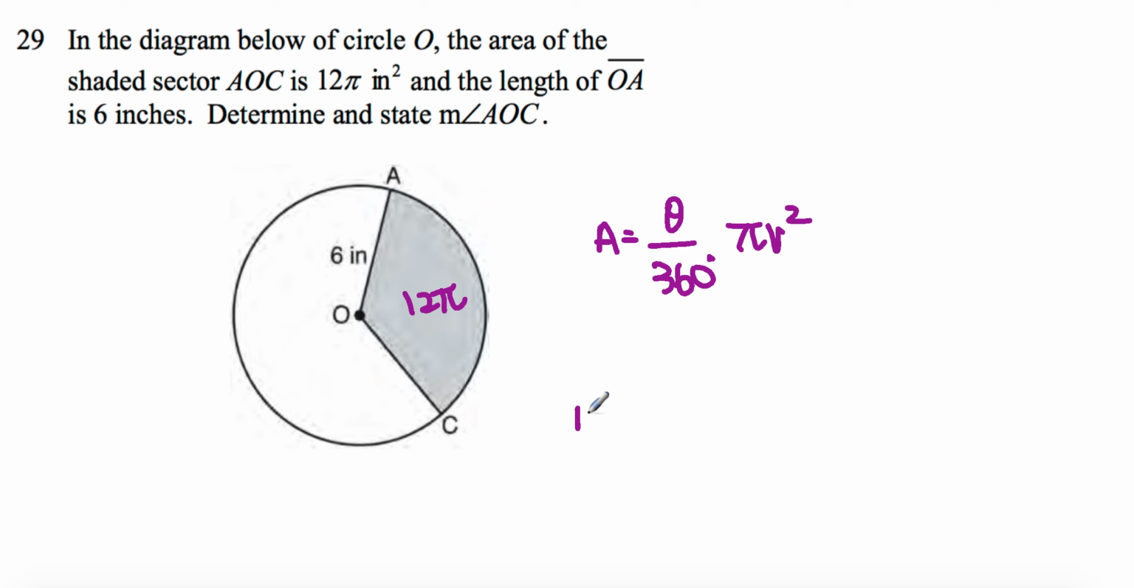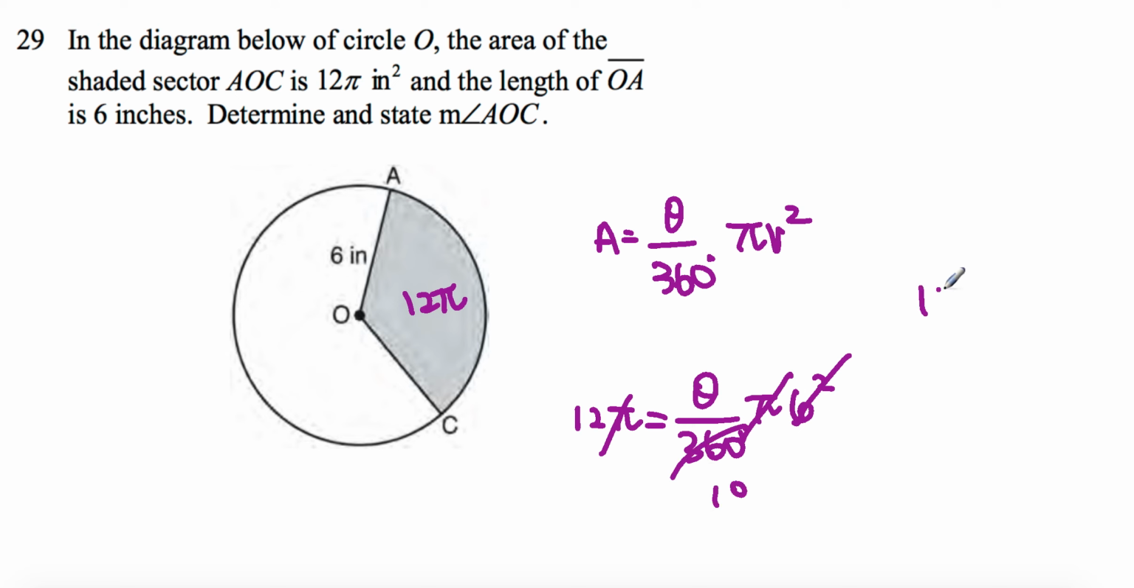So we get 12 pi must be equal to angle over 360 degrees times pi and r is equal to 6 here, so 6 squared. Then pi cancels out, and 6 squared is equal to 36, so 36 cancels out with the 360, leaving me 10. Then my equation is 12 equals theta over 10, put it over 1, and theta is equal to 120 degrees. That becomes our answer.